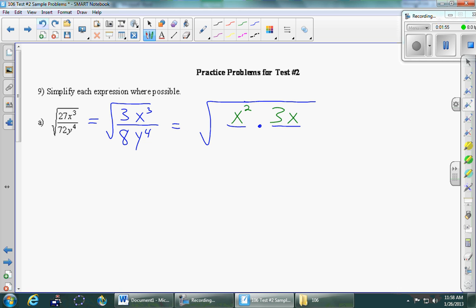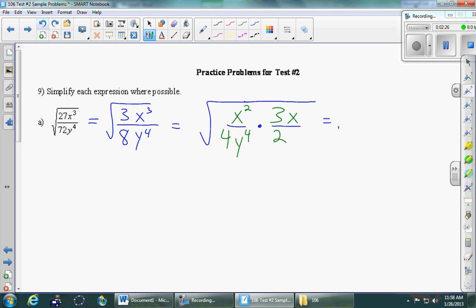Okay, 8 on the bottom. 8 is not a perfect square, but there is a perfect square that goes into 8. 4. 4 goes into 8 evenly. So 4 is going to go in the good fraction, but we have to put something in the bad fraction to make sure we still have 8 in the bottom. That's 2. 4 times 2 on the bottom, still 8. And then finally, y to the fourth. Is y to the fourth a perfect square? The answer is yes, actually. Y to any even power would be a perfect square, so we'll put it there.